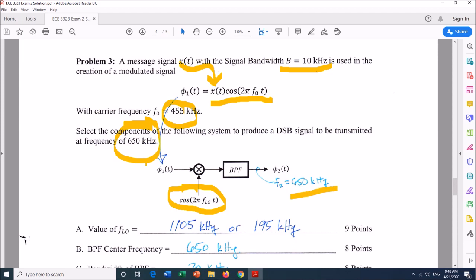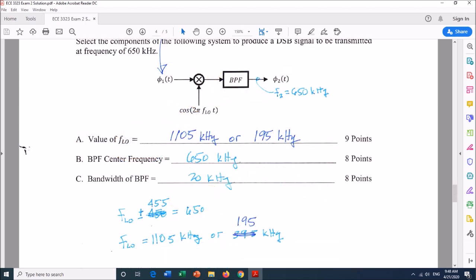So 455 plus and minus the frequency of the local oscillator is going to give us two values, one of which we need to be 650. So the frequency of the local oscillator plus and minus 455 is equal to 650. So we get a couple of choices, 1105 or 195. I had to change my mind one time there. So that gives us the local oscillator.